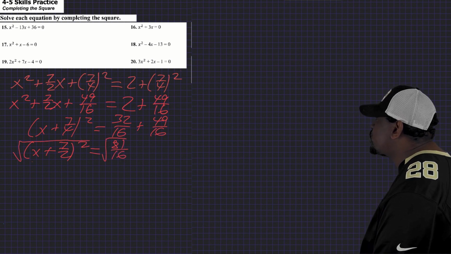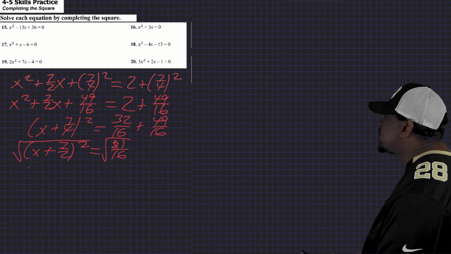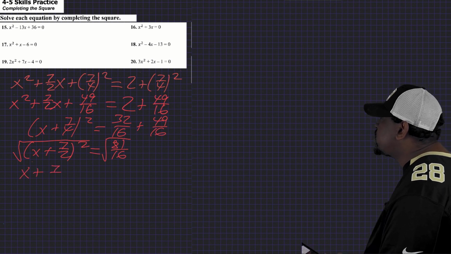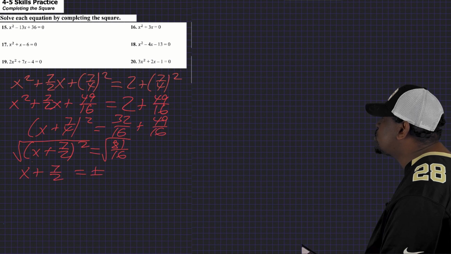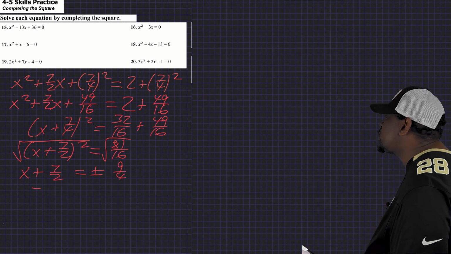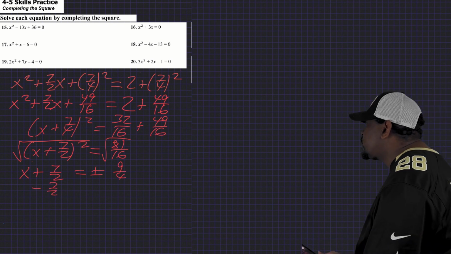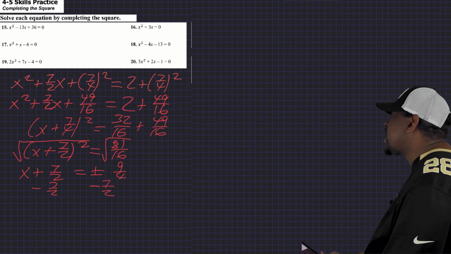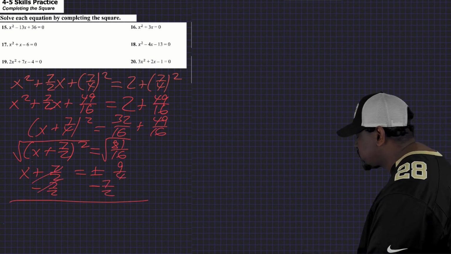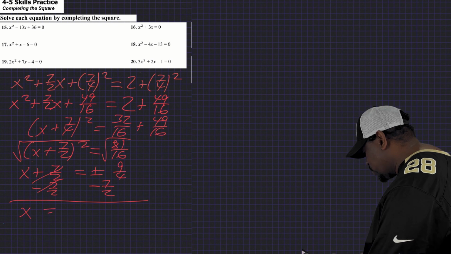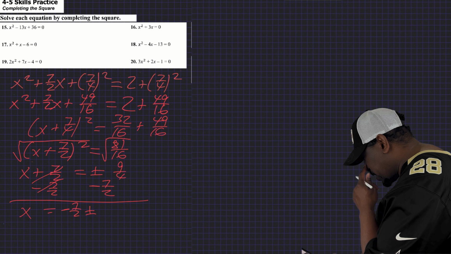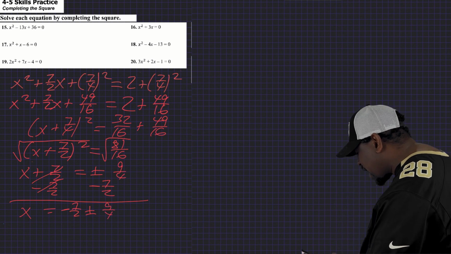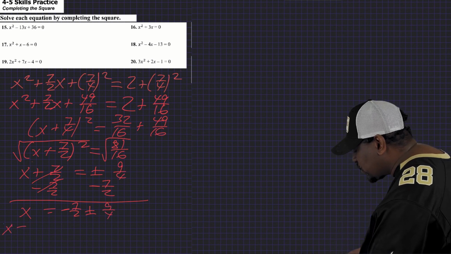Now we'll take the square root of both sides to get rid of the square. That will give us x plus 7/2 equals plus or minus the square root of 81 over 16, which is 9 over 4. So that's plus or minus 9/4. At this point, we subtract 7/2 from both sides to solve for x. And when we do that, we will get x equals negative 7/2 plus or minus 9/4.